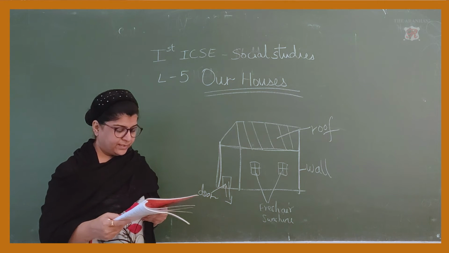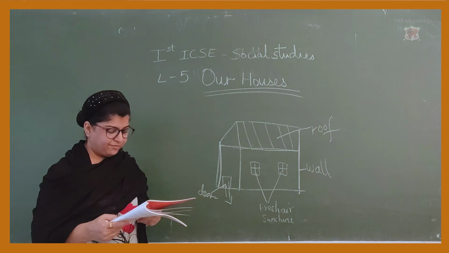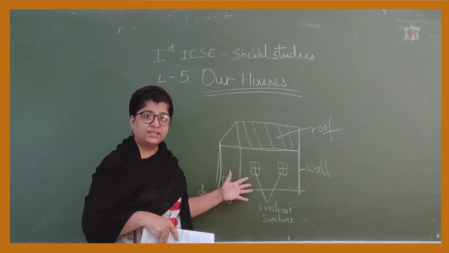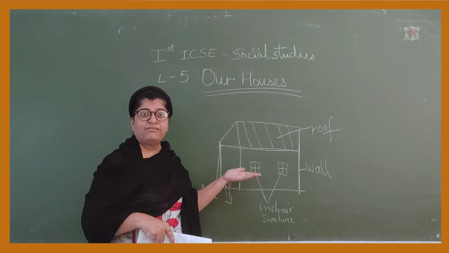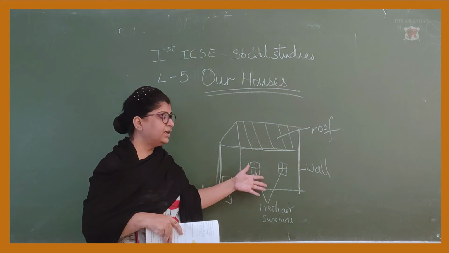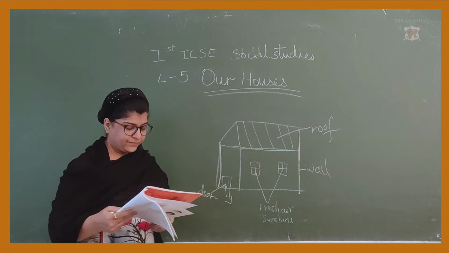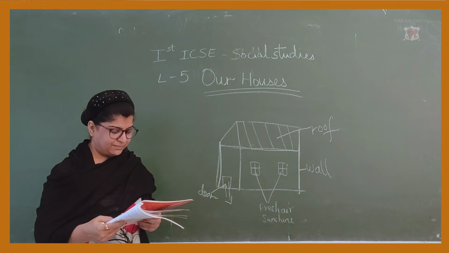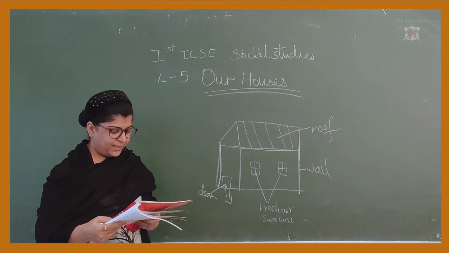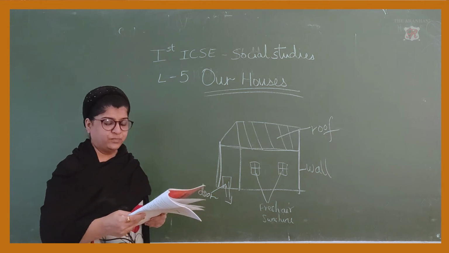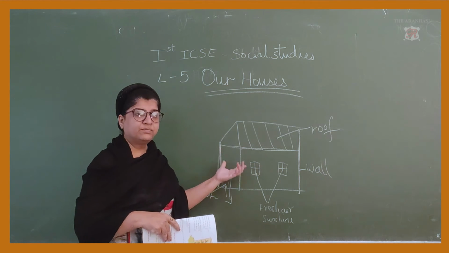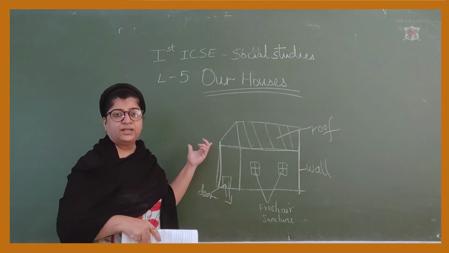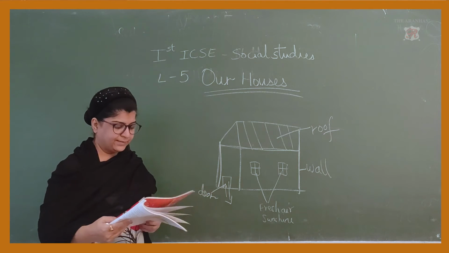So the next line: houses have rooms inside. As I told you, this is only a structure. Inside you have many rooms according to the size of the house. Small houses may have 1 or 2 rooms. Big houses may have many rooms. If the house is small, you must be having 1 or 2 rooms, and if the house is big, you can have many rooms.